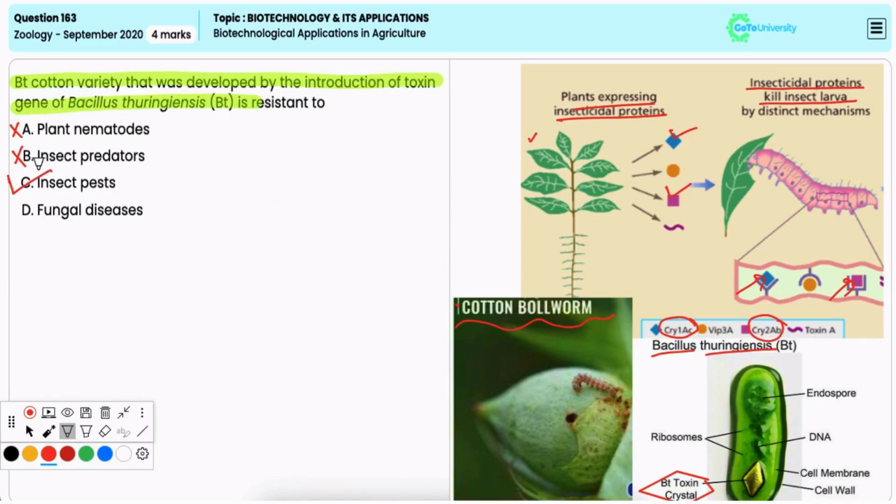Option D, fungal diseases. This is incorrect. BT cotton is not resistant to fungal diseases, but specifically to certain insect pests.